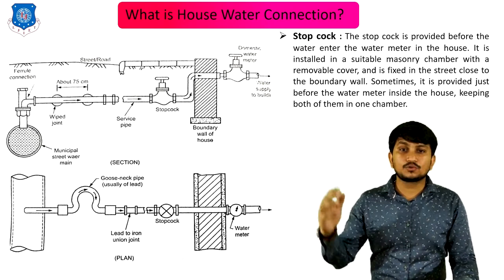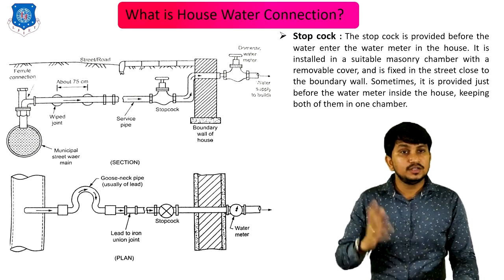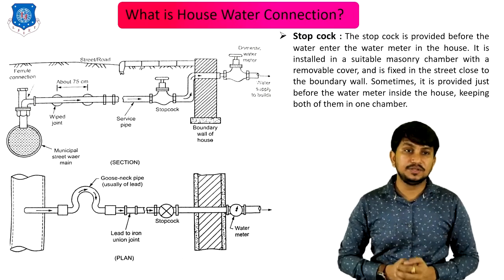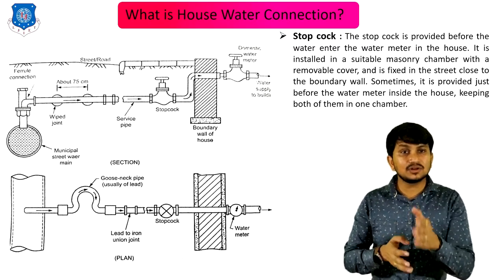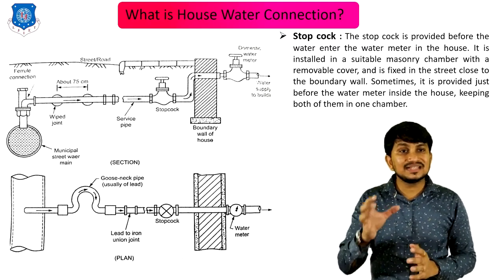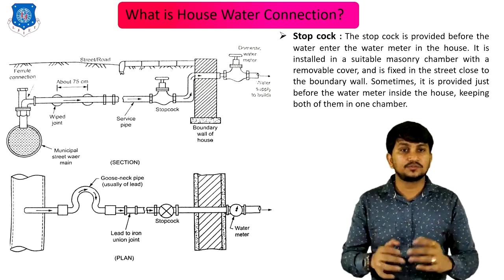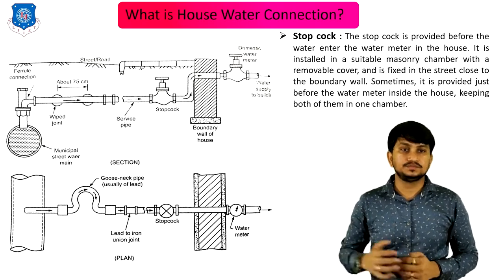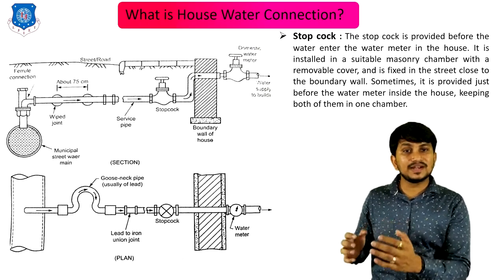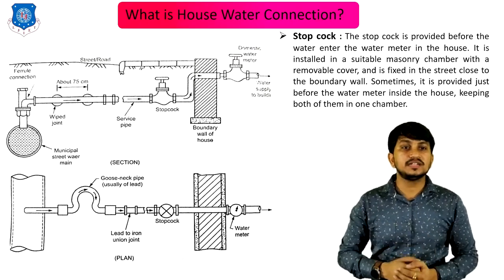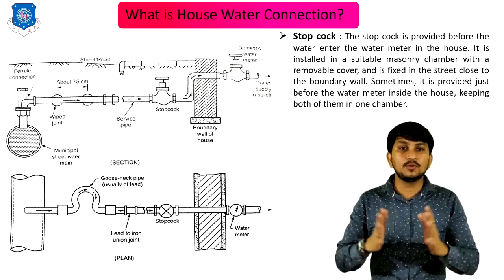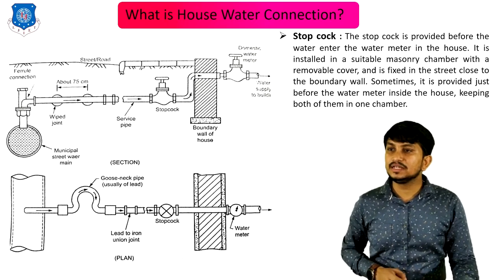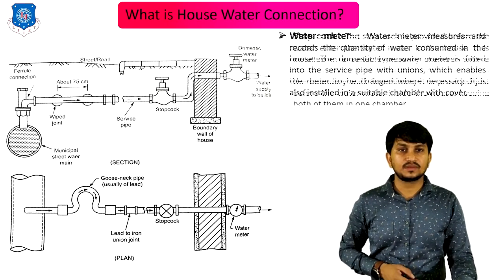Next is the stopcock. You can clearly see the stopcock. The stopcock is provided before the water enters the water meter in the house. It is installed in a suitable masonry chamber with a removable cover and is fixed in the street close to the boundary wall. Sometimes it is provided just before the water meter inside the house, keeping both of them in one chamber. You can clearly see the stopcock in this section.